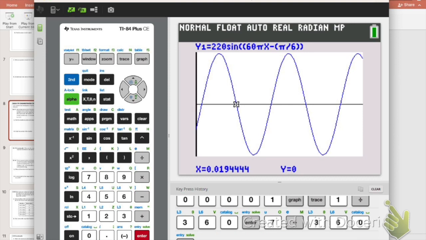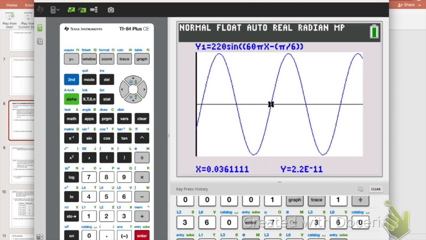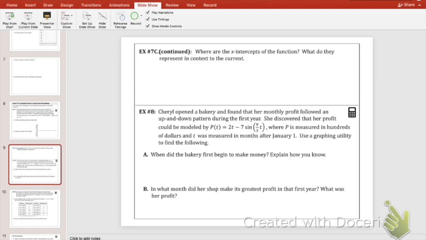There it was. And then our last one was at 13/60ths. There it is. Okay, and then we could find our maxes and our mins just to confirm that we were okay. All right, so part C wants to know, where are the x-intercepts for the function? What do they represent in context to the problem?